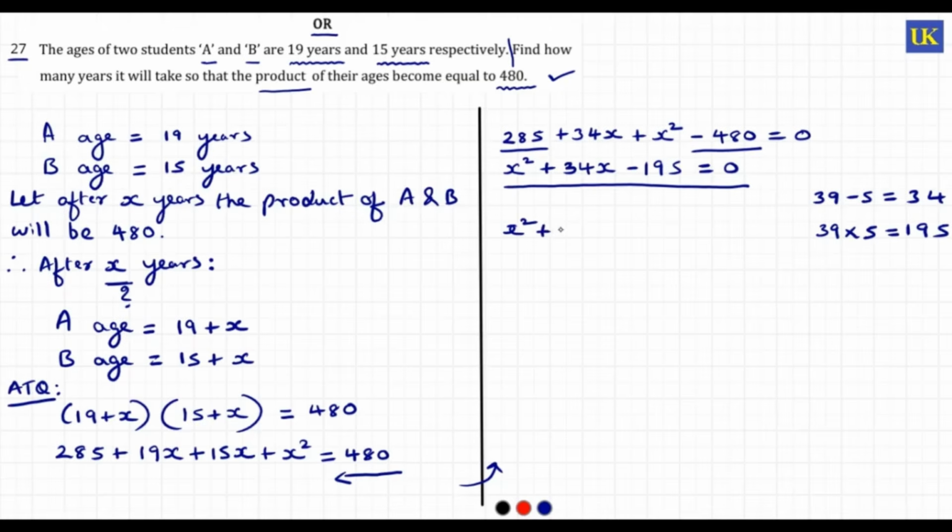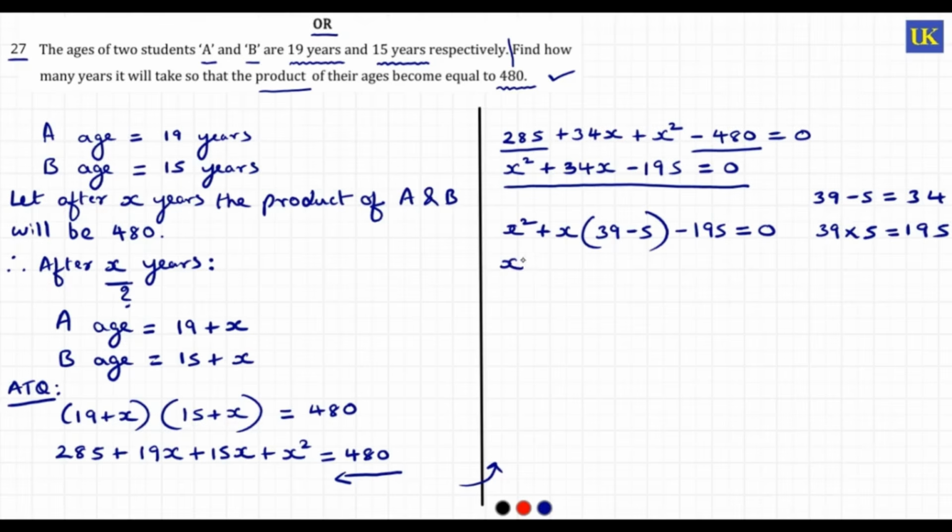So I will write plus x, and in bracket I will write 39 minus 5, minus 195 is equal to 0. So middle term split means we will take this middle term and split it into two different numbers. A single number is split into two numbers. This is called the middle term split method.